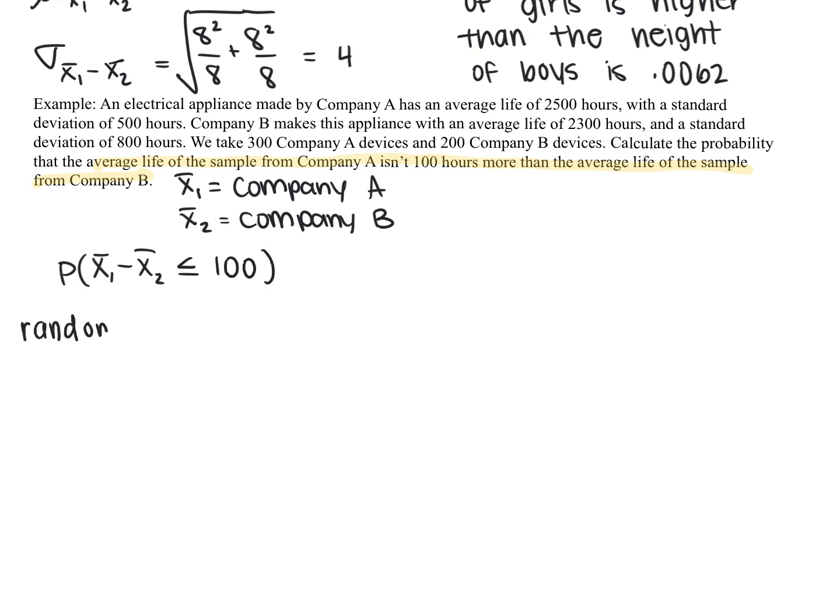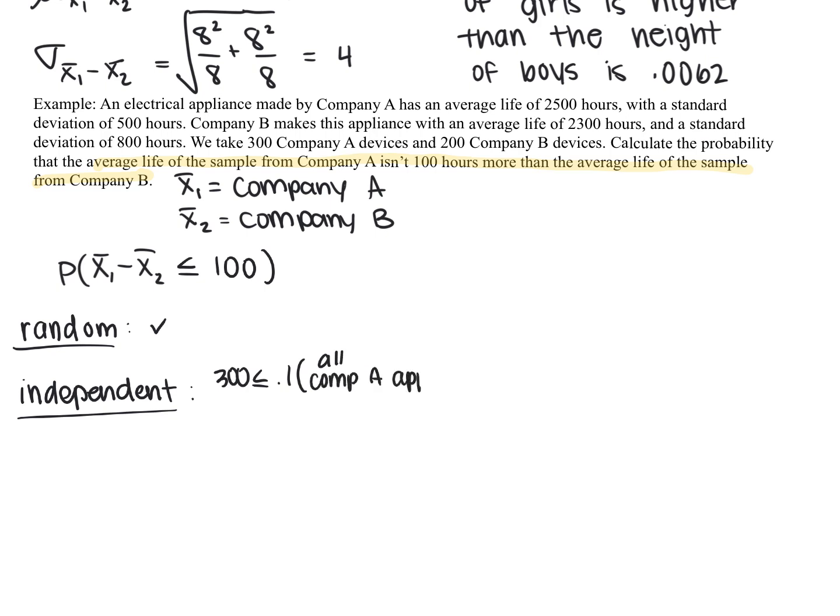So I'm going to check random. And again, we're selecting them randomly. Independent, we have different sample sizes and different populations, so I have to check. So we've got 300 from Company A, so that has to be less than or equal to 10% of all Company A appliances. And then 200 has to be less than or equal to 0.10 of all Company B appliances. And we can go ahead and say they make at least 3,000 and 2,000 of each.